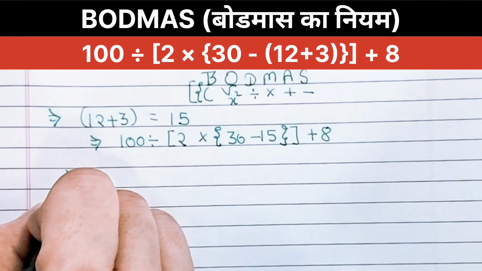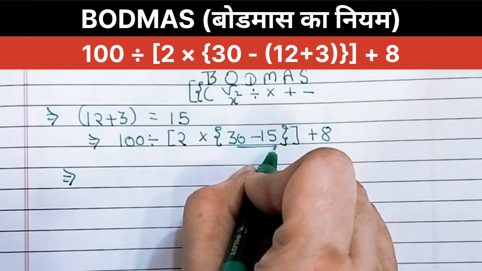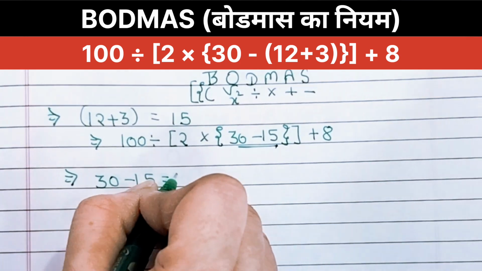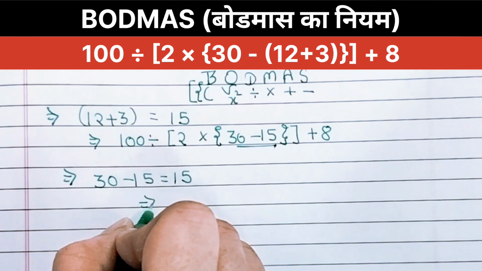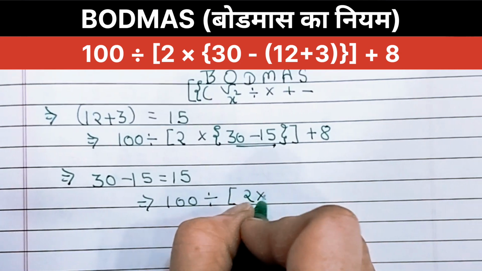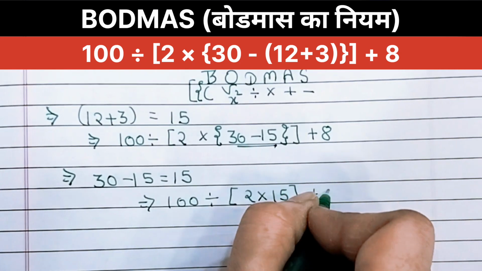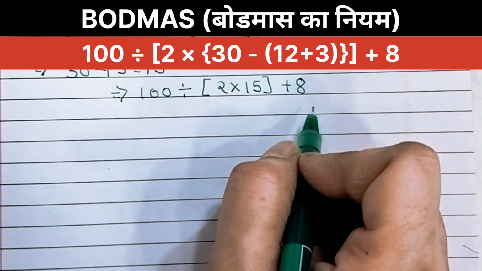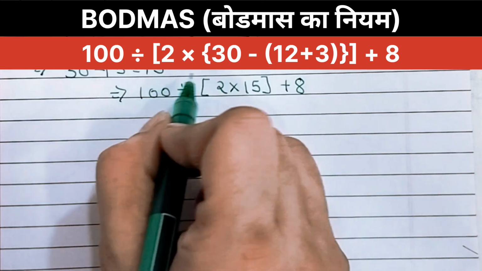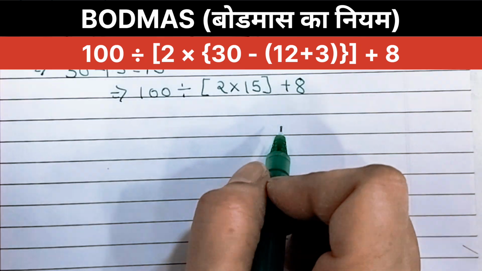Now the second step, solve the inside curly brackets. As you can see here, 30 minus 15 equals 15. So now the current expression becomes 100 divided by [2 multiplied by 15] plus 8. So in this step 2, once the innermost brackets are gone, we move to the next level of grouping, curly brackets, to further reduce the complexity.